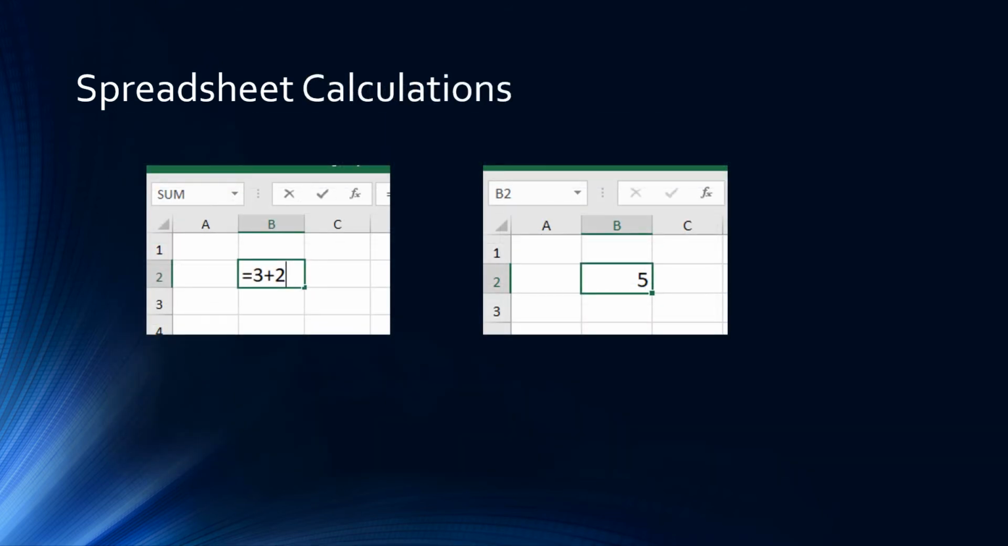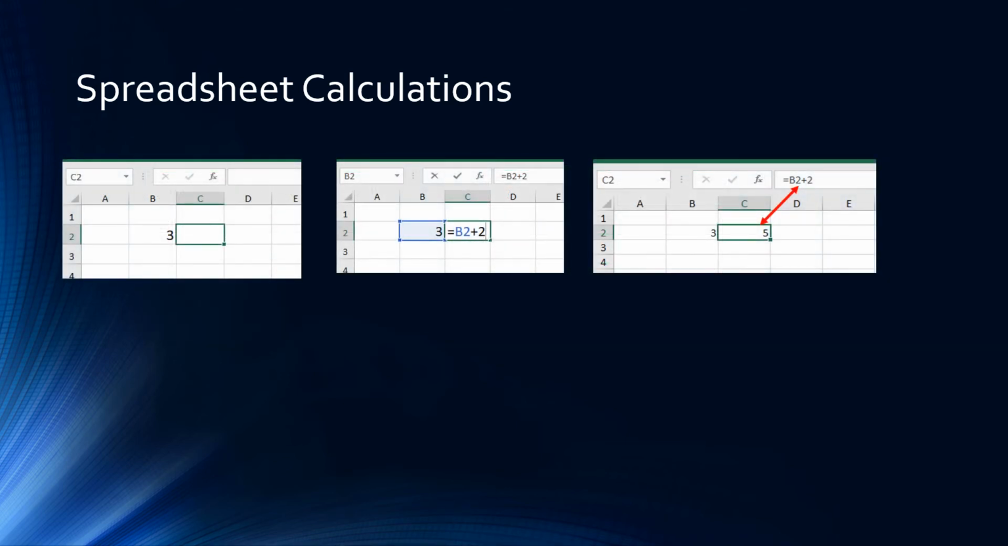Here's an example of a simple calculation in a spreadsheet. We have our cursor in cell B2. In the screenshot on the left, we type equals 3 plus 2. The screenshot on the right shows what we get when we hit the enter key after typing our formula. We get 5, the result of the formula we typed.